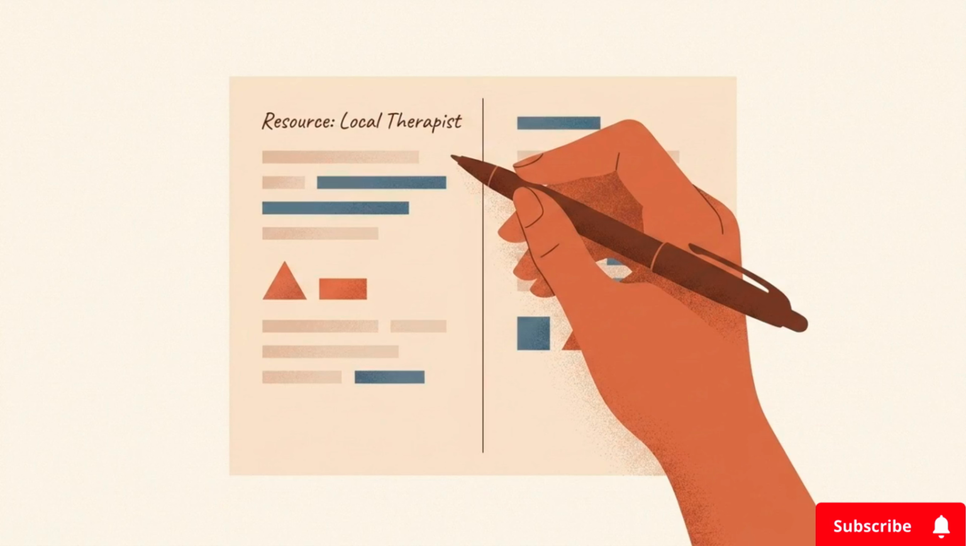Step 1 is establishing your support system. At the top of your page, write down one specific professional resource you commit to contacting. This could be an online counselor, a local therapist, or your workplace employee assistance program.